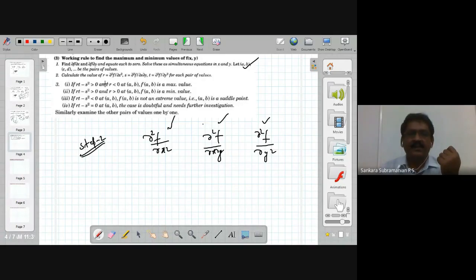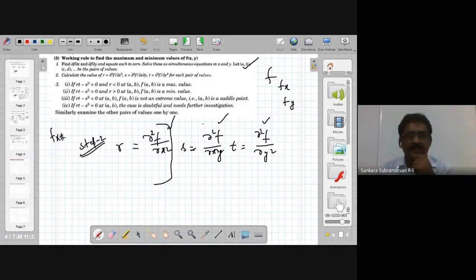Here, this is given as R, this is given as S, this is given as T. What do you mean by this, sir? So you have f, we can find fx, we can find fy. This is fxx, which means go to fx and differentiate with respect to x partially. You get ∂²f/∂x², which is named as R. Similarly, S is ∂²f/∂x∂y, and T is ∂²f/∂y². So this is the second step.